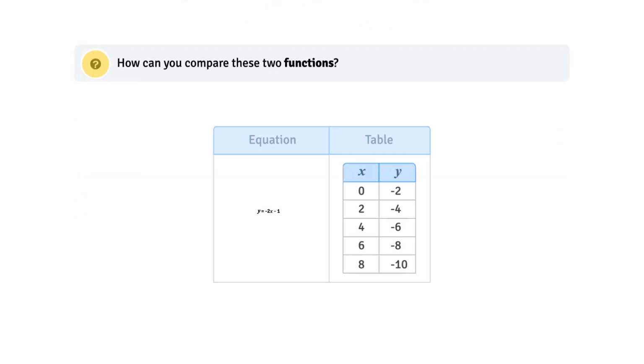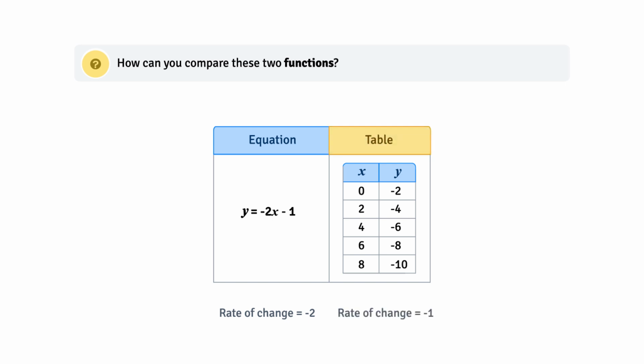So, to compare these two functions, the rate of change in the equation is negative 2, and the rate of change in the table is negative 1. The initial value in the equation is negative 1, and the initial value in the table is negative 2. Comparing functions represented in different ways allows you to solve real-world problems.